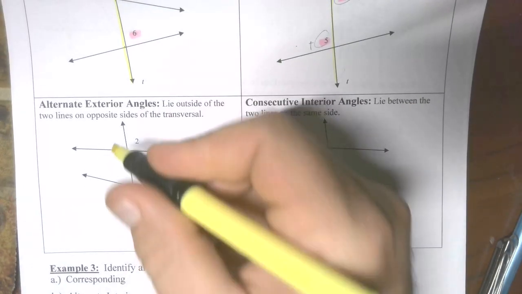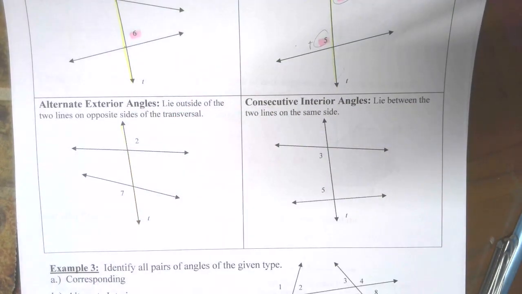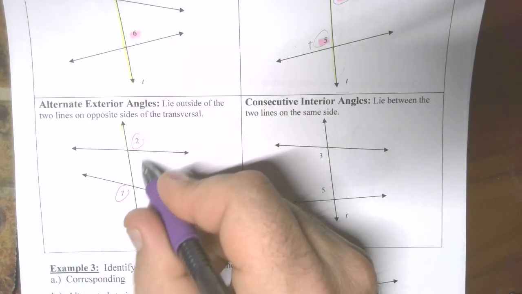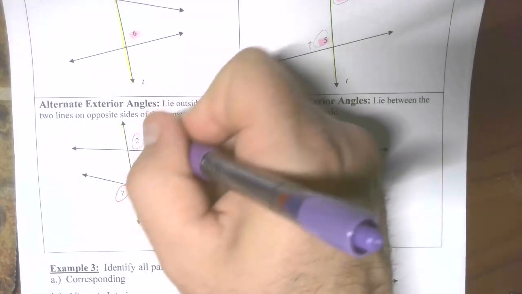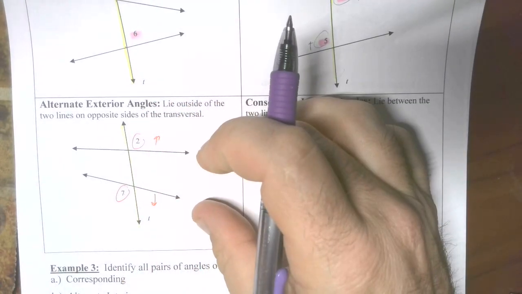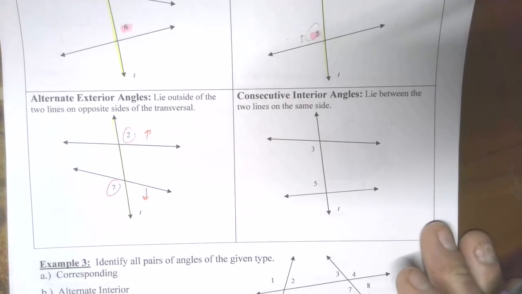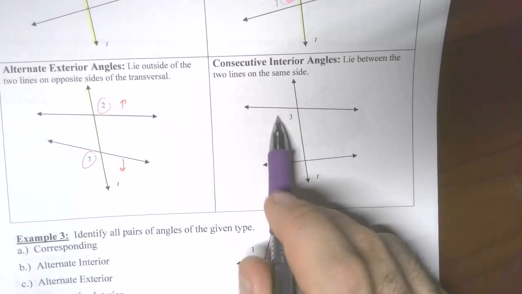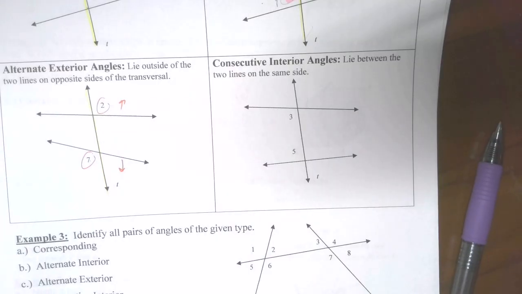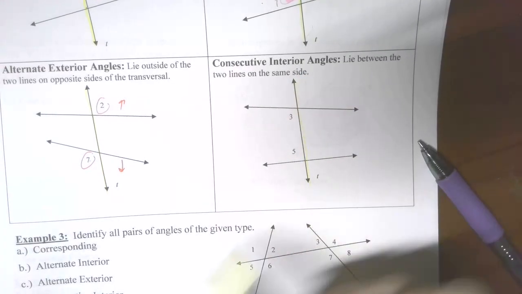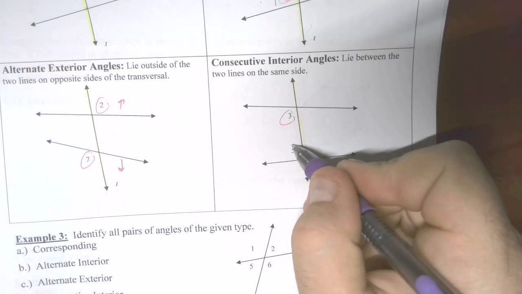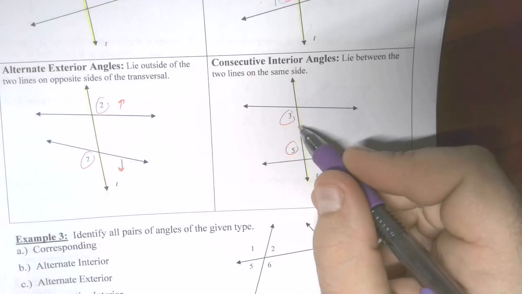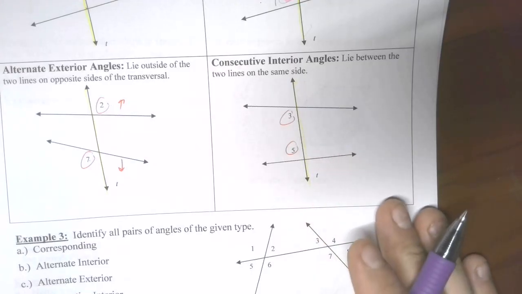Another popular one is where you would have alternate exterior angles. They're on opposite sides of the transversal, and they're both exterior to those lines. Another popular one is called consecutive interior angles. What that means is that when a transversal crosses two lines, you form two inside angles that are on the same side, in their interior.